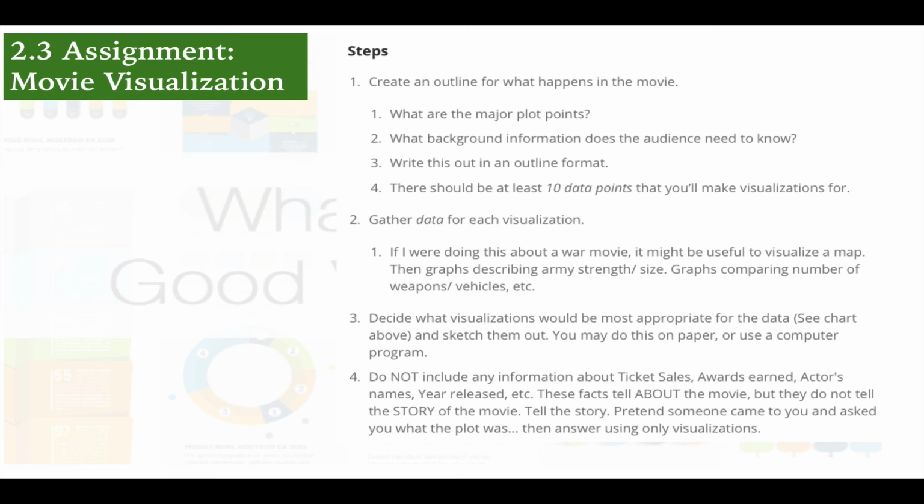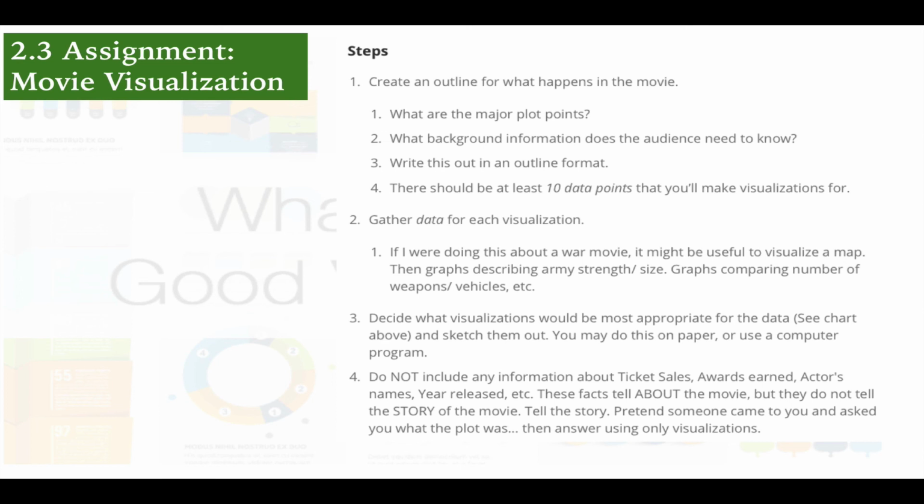If I were doing this about a war movie, for example, it might be useful to visualize a map. Then graphs describing army strengths and size, graphs comparing number of weapons, vehicles, etc. Decide what visualizations would be most appropriate for the data. There's a chart in your online course that compares which is the most appropriate visualization for what you're trying to show in your data.